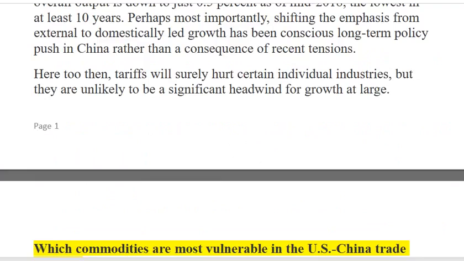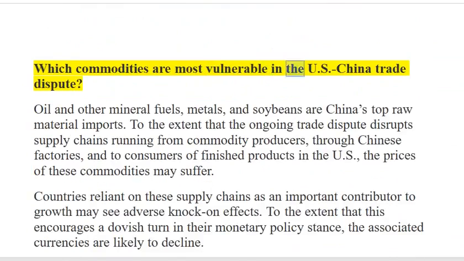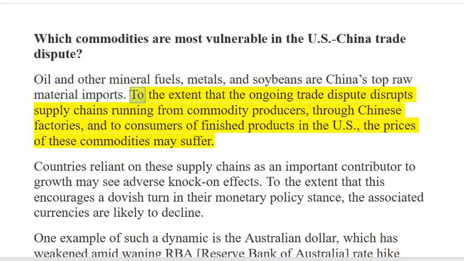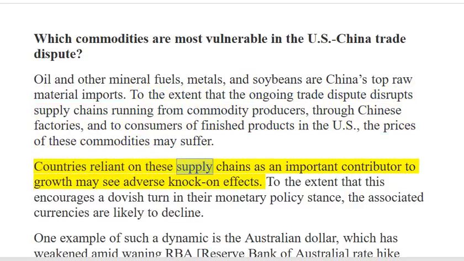Which commodities are most vulnerable in the U.S.-China trade dispute? Oil and other mineral fuels, metals, and soybeans are China's top raw material imports. To the extent that the ongoing trade dispute disrupts supply chains running from commodity producers through Chinese factories and to consumers of finished products in the U.S., the prices of these commodities may suffer. Countries reliant on these supply chains as an important contributor to growth may see adverse knock-on effects.